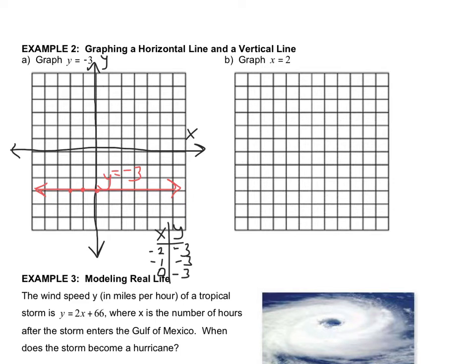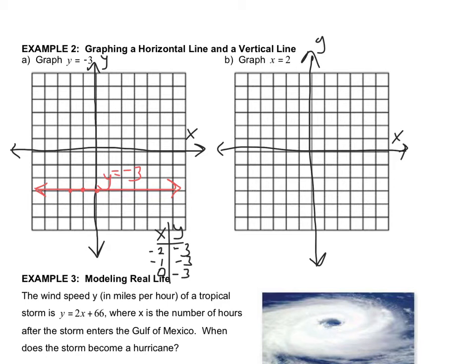Now we want to compare that to this next one. Again, I want to draw my y-axis and my x-axis. So this time, x equals 2. And again, I know that it's an equation because it says to graph it. It doesn't say it's a single variable.